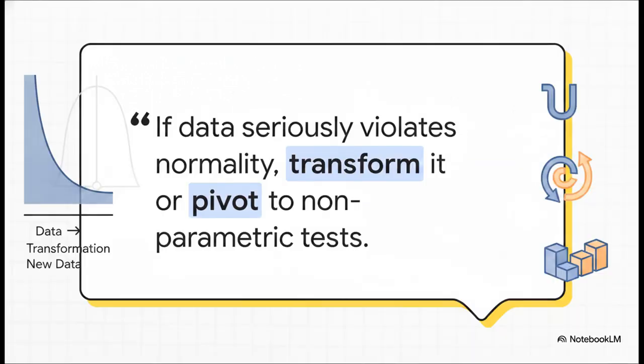Now, here is the golden rule you have to remember. If your data seriously violates this normality, you cannot force it. It's just not going to work. You must pivot. You either transform the raw data, or you shift entirely to non-parametric alternatives. We're talking tests like the Mann-Whitney U, Wilcoxon Signed-Rank, or Kruskal-Wallis.